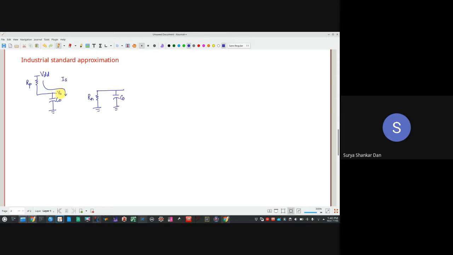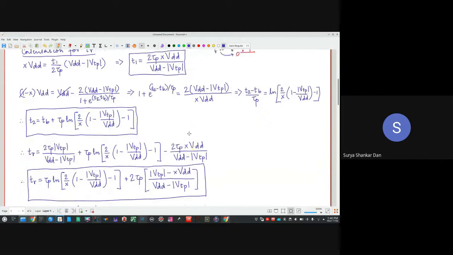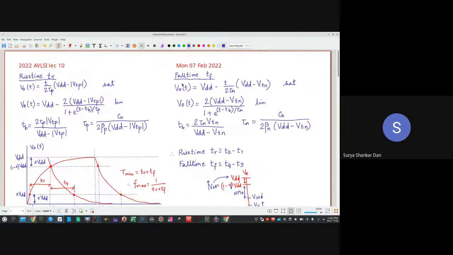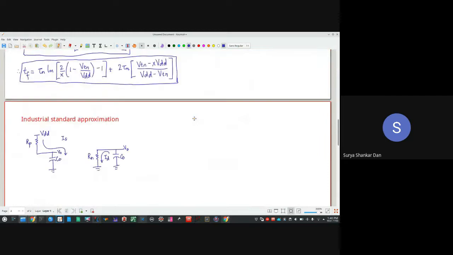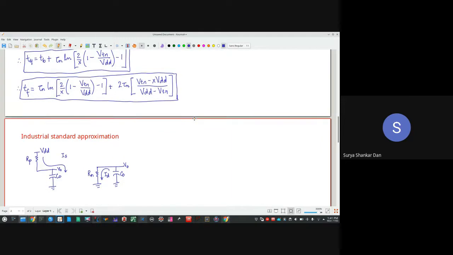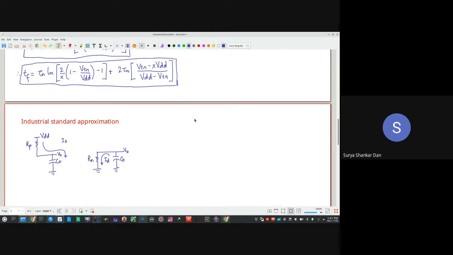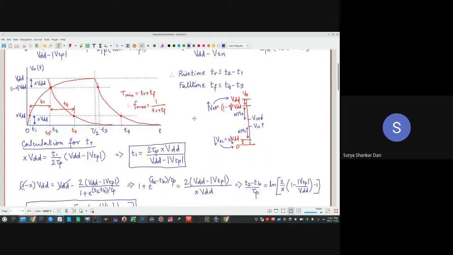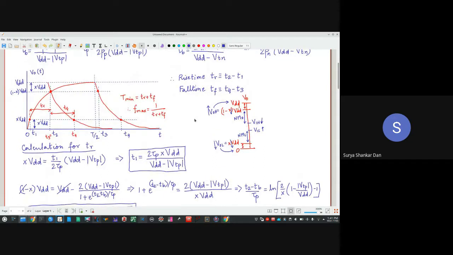This is VO. Now during the fall time also we have seen that the transistor is going in both saturation and linear phases. That's how we got this, right? So there are two different equations and exact calculations we have done. But in industrial standard, they are essentially doing a calculation based on something very interesting. Number one is that I had already highlighted this in our previous lecture, so let's just recap.